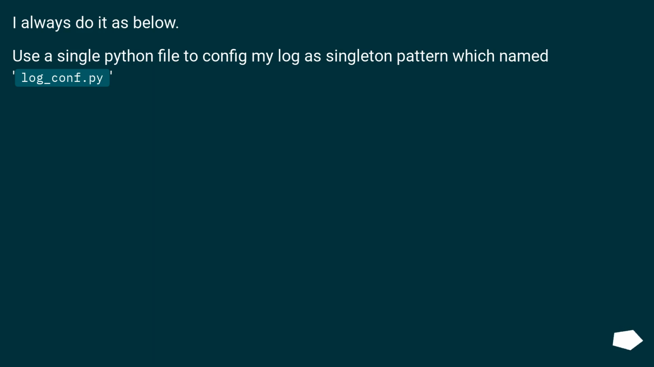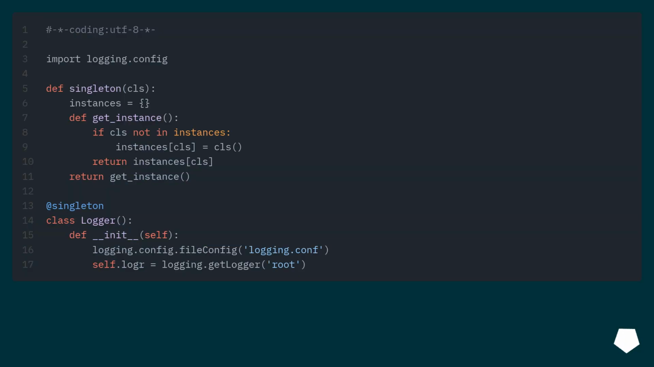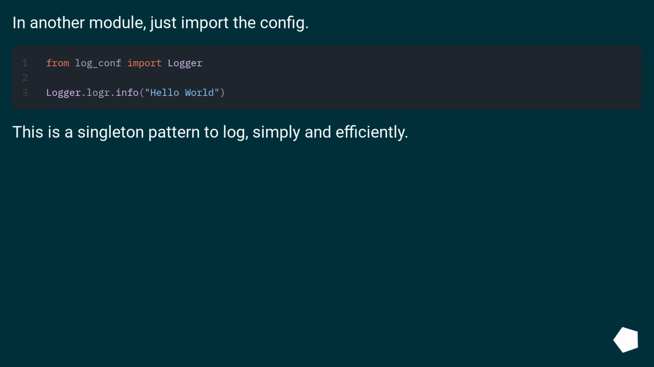I always do it as below. Use a single Python file to configure my log as a singleton pattern, which is named log_config.py. In another module, just import the config. This is a singleton pattern to log, simply and efficiently.